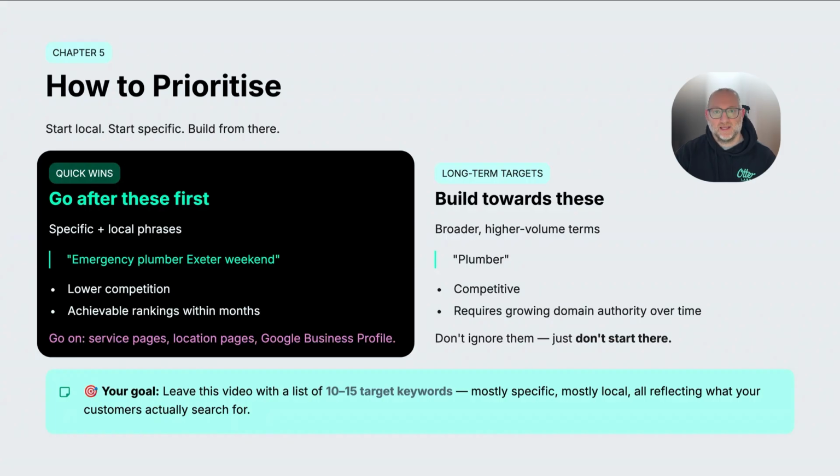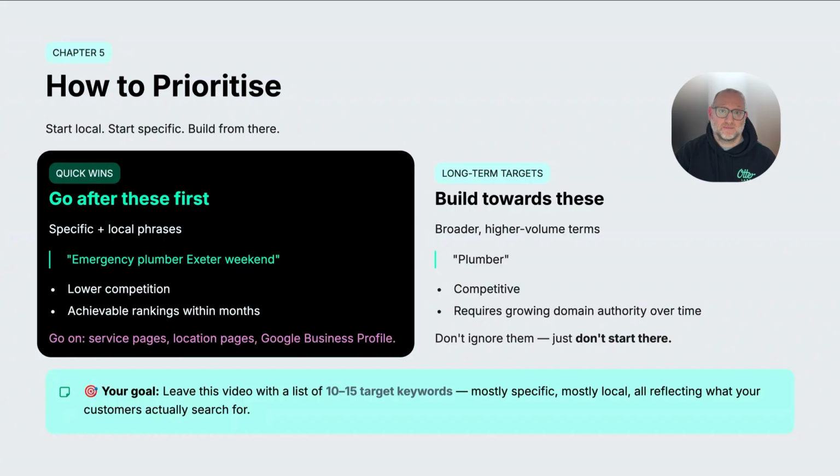Think of it in 2 buckets. Quick wins. I always refer to quick wins when talking to new clients. Specific, local, lower competition terms you can realistically rank for within a few months. These should go on your service pages, your location pages, your Google business profile. Get these right first and you'll start seeing real results relatively quickly.